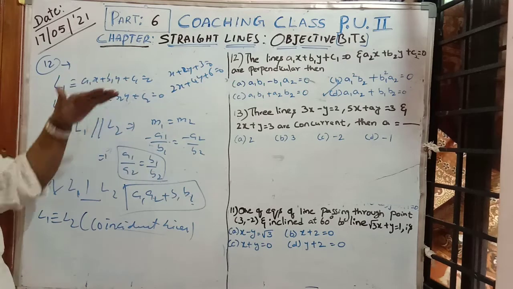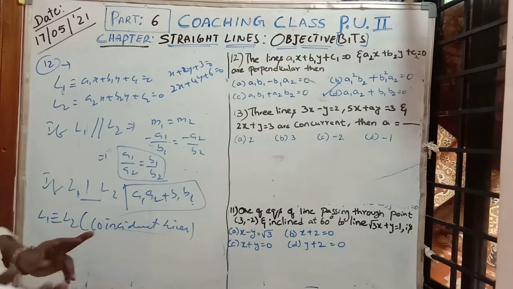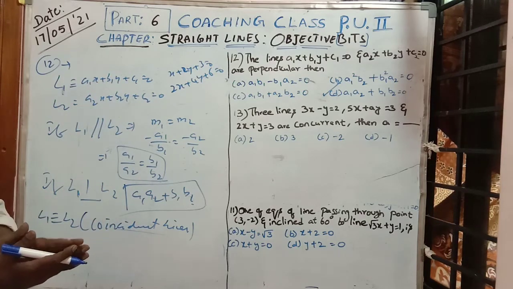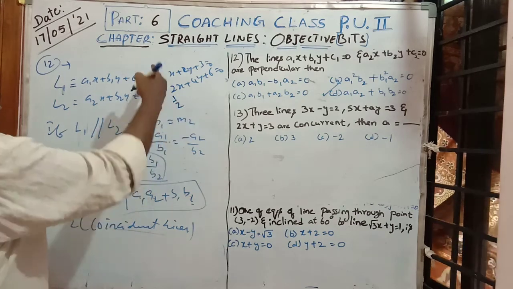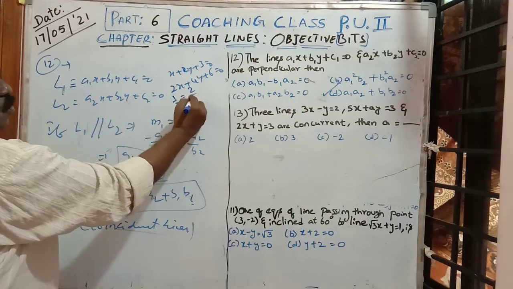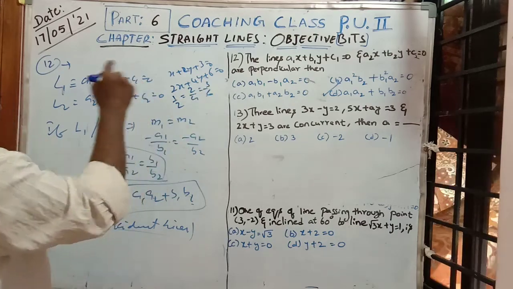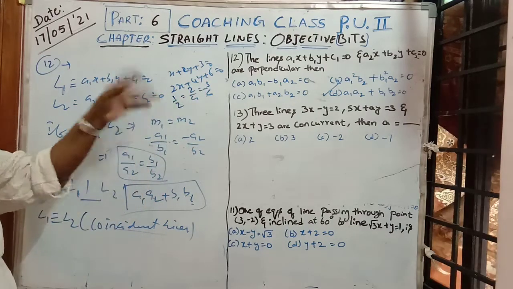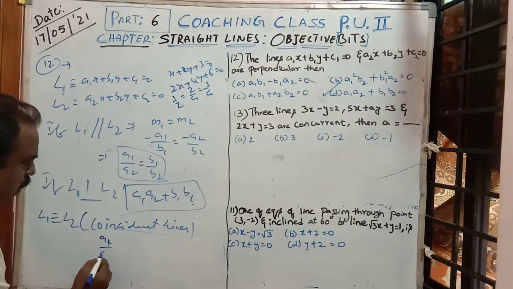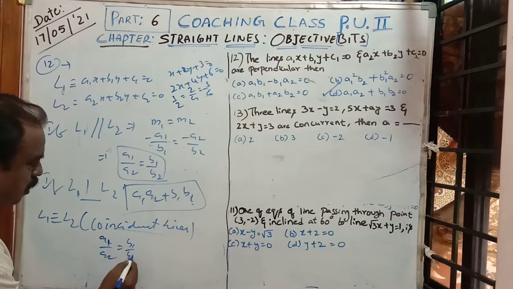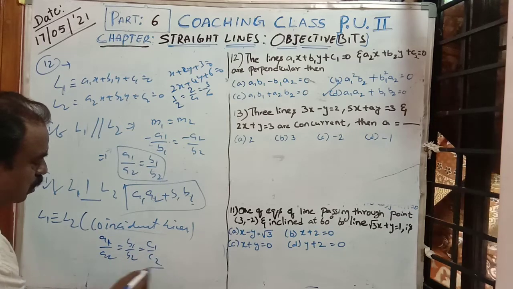At that time they are called the same lines. Simply write that they are the same lines. Coincident lines are the same lines. Here the condition is 1 by 2 is equal to 2 by 4 is equal to 3 by 6. Correct? 3 by 6 is 1 by 2, 2 by 4 is 1 by 2. So the condition is A1 by A2 is equal to B1 by B2 is equal to C1 by C2.